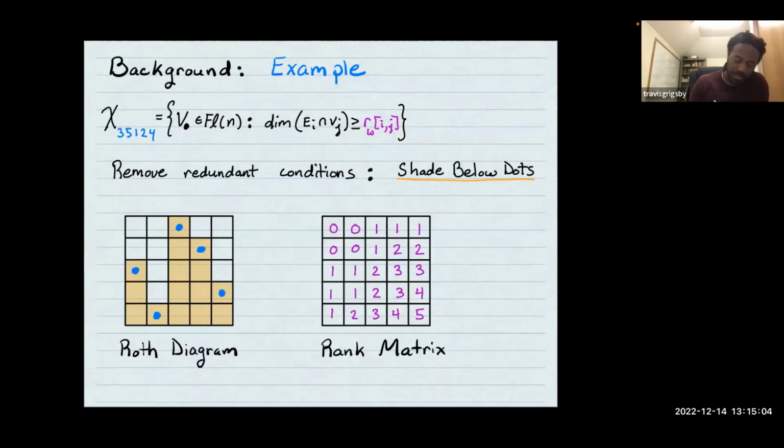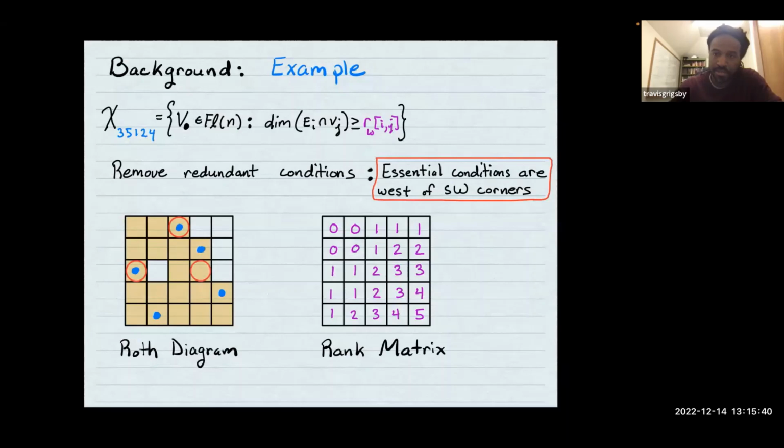Go to each of the dots in your Rothe diagram and shade the column below and including that dot. So starting from that dot, shade below it. And then starting at each dot, shade to their left as well. And you can see you have these voided regions, this white space. And in that white space, you look at the southwestern corners of those void regions. And just to their left, they identify the most essential conditions that you need to describe membership in the Schubert variety.